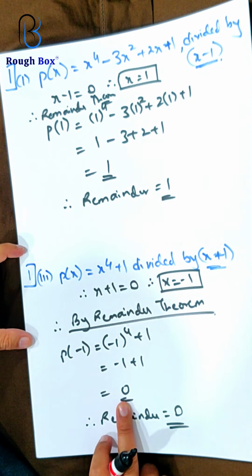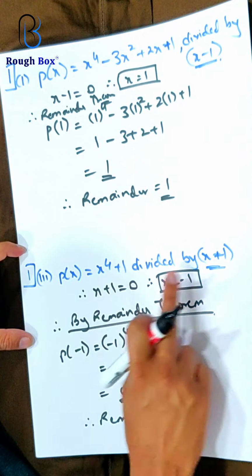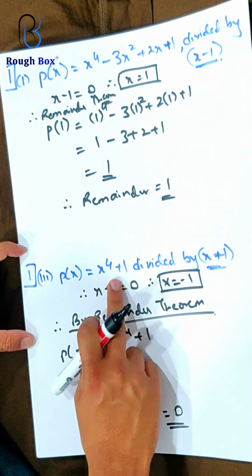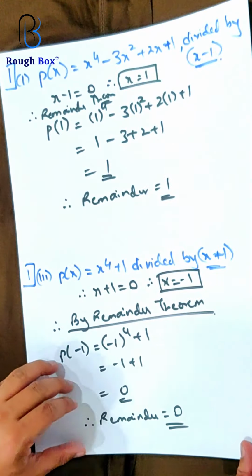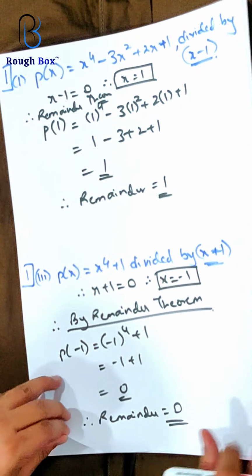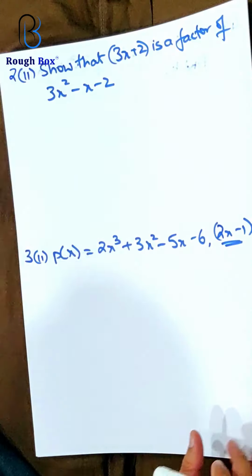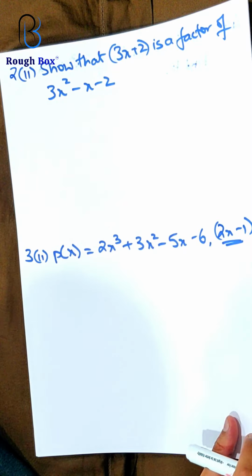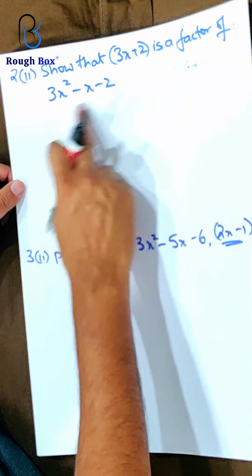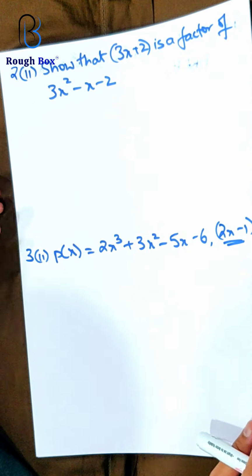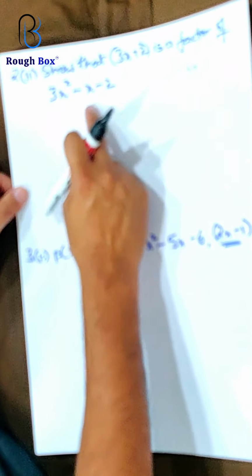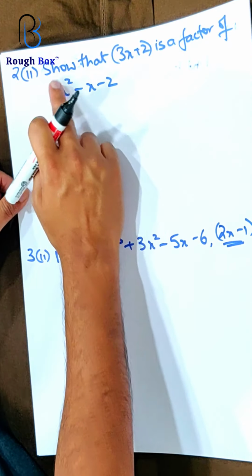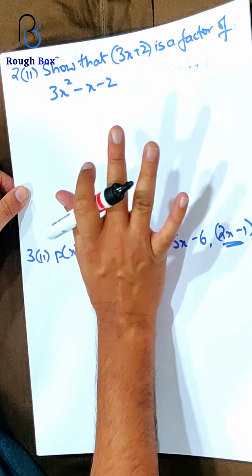In this case we got a 0, so therefore x plus 1 is actually a factor of this. That's what we can deduce, but right now they have not asked us that, so we stick to this much only. The next one: show that this is a factor of this. That's type 1, where you have to find out whether this is a factor or not. They are saying already show that, which means this is going to be a factor.